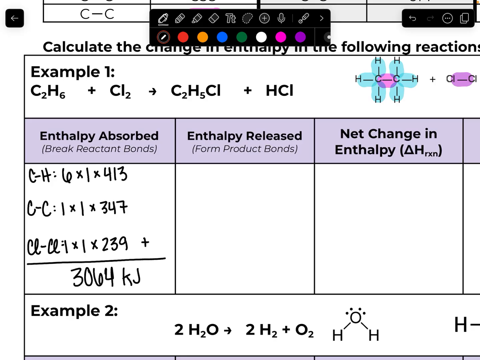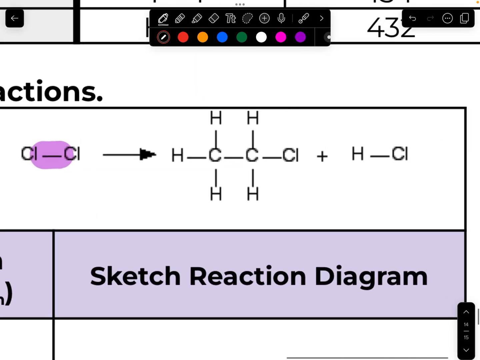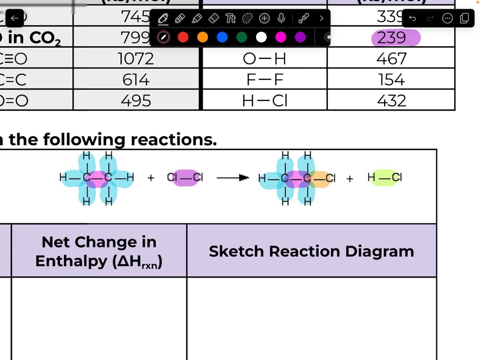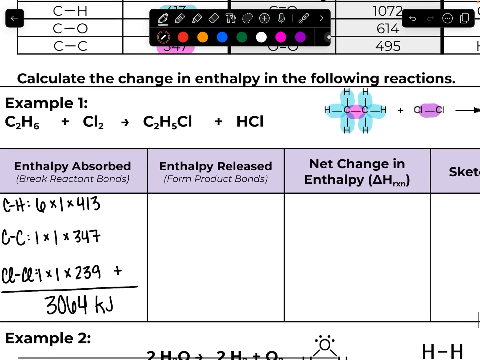Now, if I think about the energy that's going to be released, this is going to come from my product bonds. So if I look over at my product bonds, let's figure out how many types we've got. So I've got C–H bonds still. I've got a C–C single bond still, but now I have 2 new bonds. I have a C–Cl single bond, and I have an H–Cl single bond. Okay, so let's start with the ones we already did.